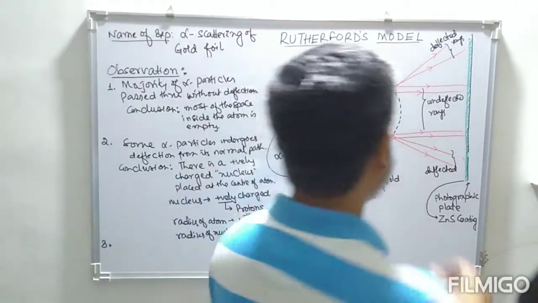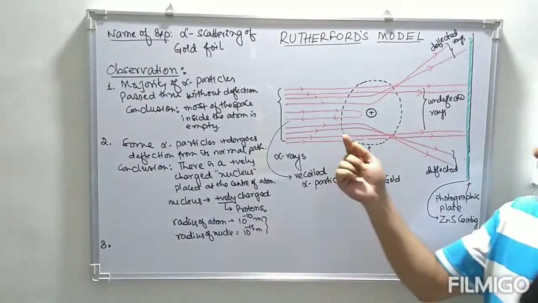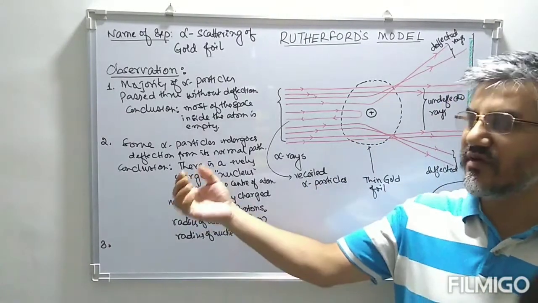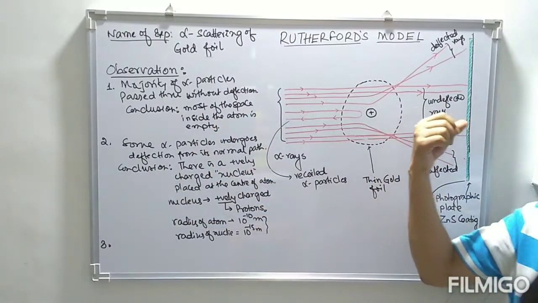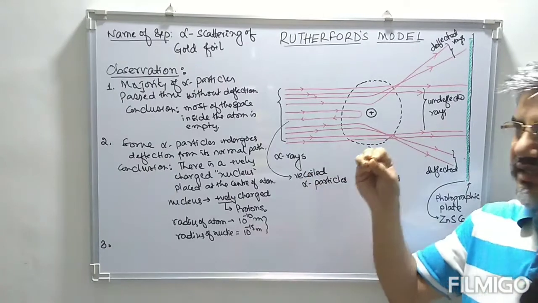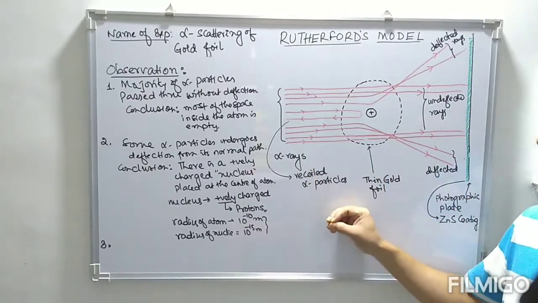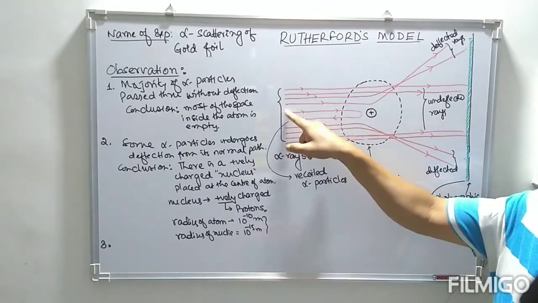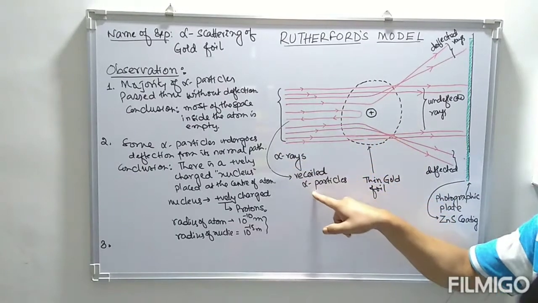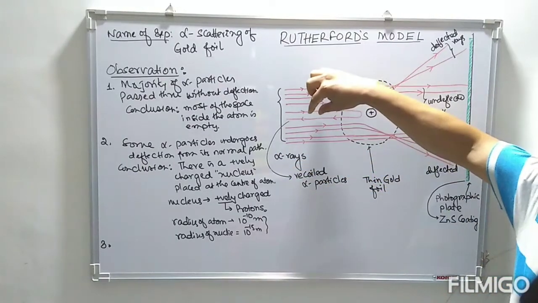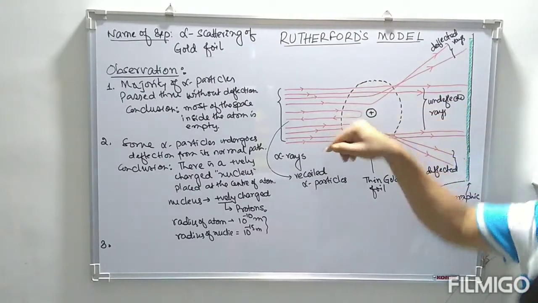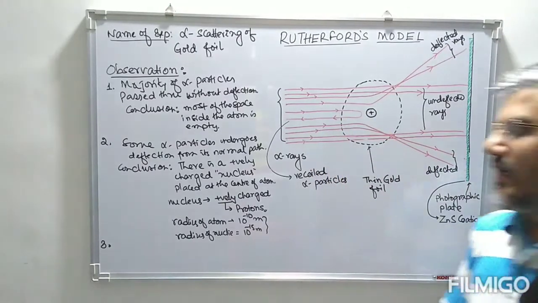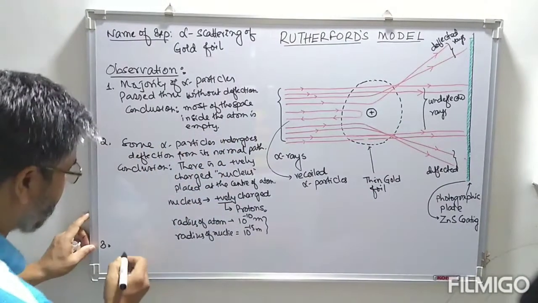The third observation he made from this alpha scattering experiment is that very few particles, about one in 20,000 alpha particles made to strike this metal foil, were found to undergo deflection by 180 degrees. Deflection by 180 degrees is known as recoil. So very few alpha particles undergo recoiling of their path, meaning deflection by 180 degrees. So this is the third observation.